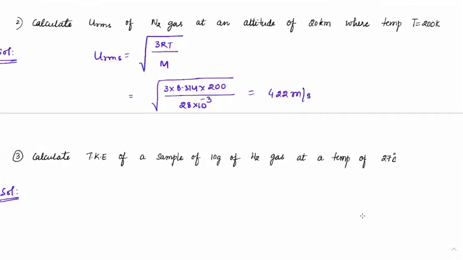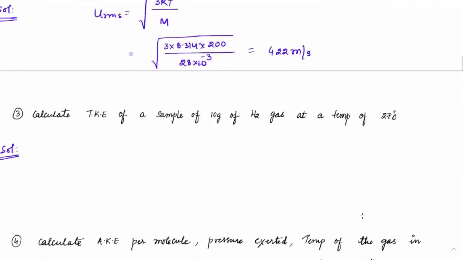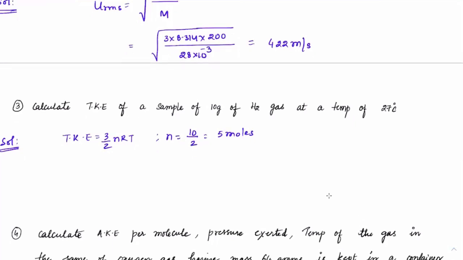Calculate the total kinetic energy of a sample of 10 grams of hydrogen gas at a temperature of 27 degrees centigrade. The minute you see the words total kinetic energy, remember that total kinetic energy depends upon both the number of moles as well as temperature. So first calculate the number of moles, which is 10 by 2, which is 5 moles. Temperature is given already as 27, which means 300 kelvins. So we just have to substitute that here.